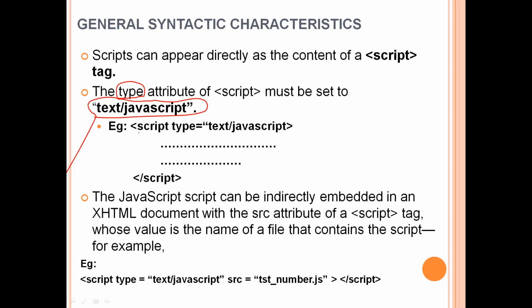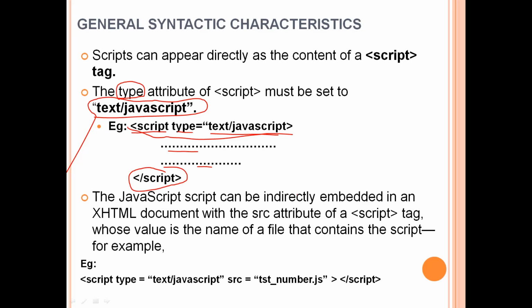One example is given here. You can see script type is equal to text/javascript. So this is an opening tag, and we have a closing tag for it, and in between the open and close tag we can have our JavaScript code. So that is included in between the open and close script tag.